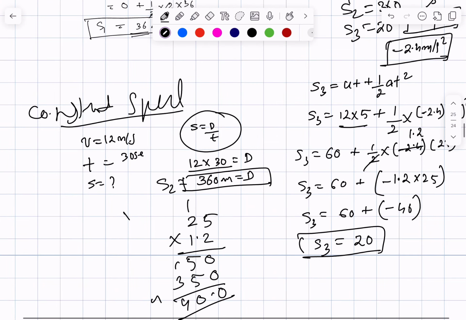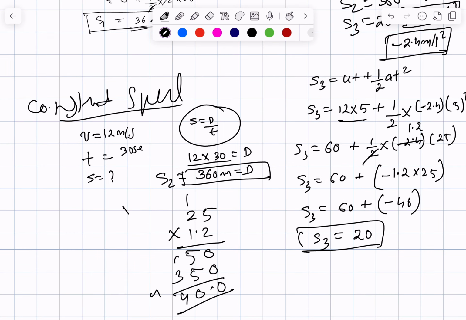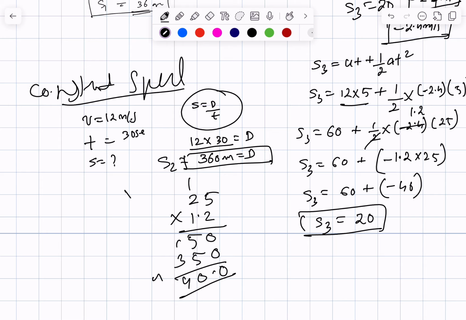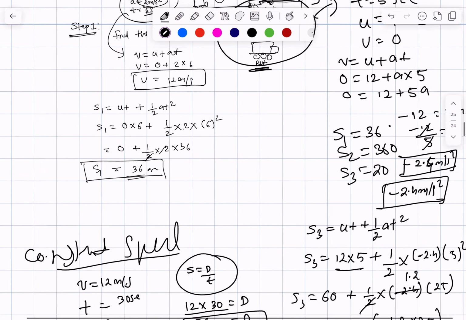Sir, minus 30. The S3 is 30 meters, not 20. Yes, we should use the kinematic equation 2as is equal to vf square minus vi square, and then we will get 30. Sir, 25 into 1.2 is 30. Okay, is it 30? Yes, it's 30. Okay, perfect, thank you. So now our S3 is 30.